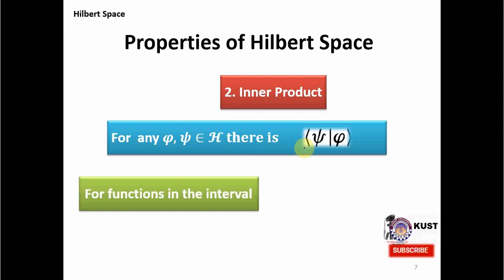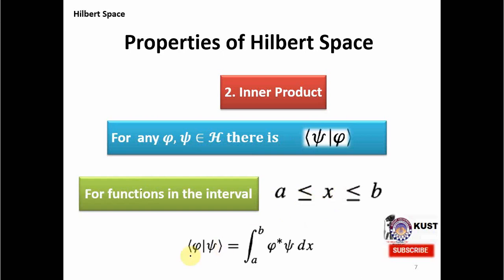Or in other words, for functions in some interval, for example this interval is a and b, if we are working in some interval, then this inner product is defined in terms of this interval. Here you can see that, besides the Dirac bracket notation, we have also used the usual notation where phi star and psi are multiplied on this interval, and on this interval this inner product or dot product exists. So we say that the second property or the second condition for any space is satisfied.